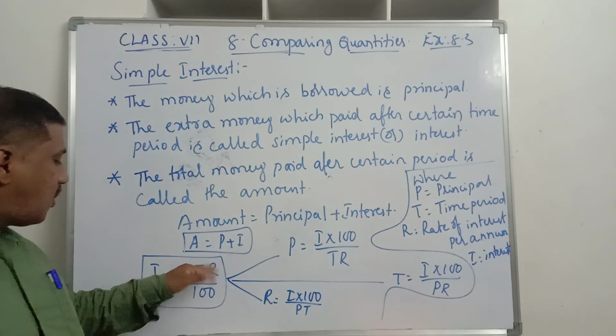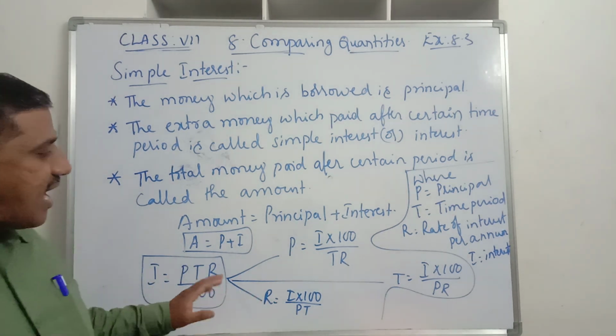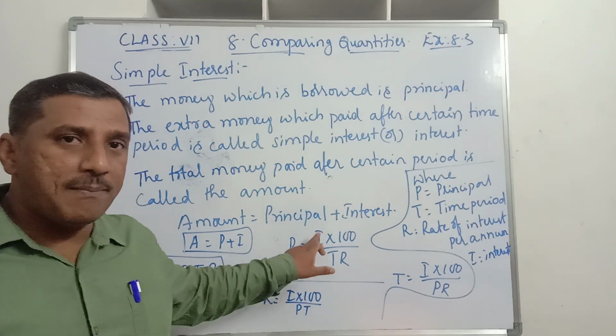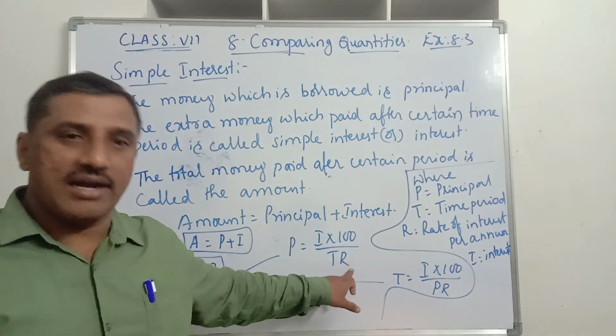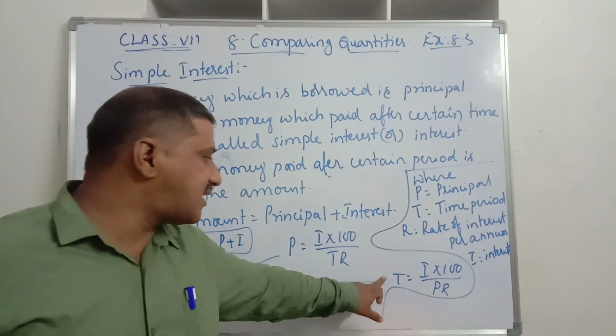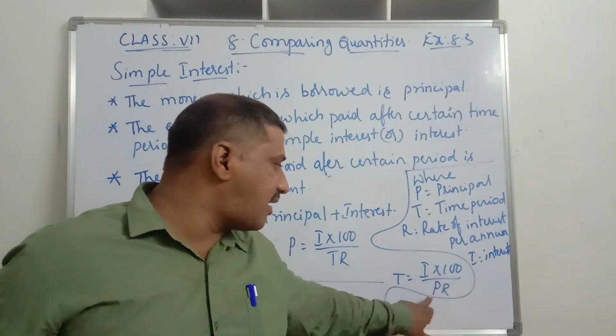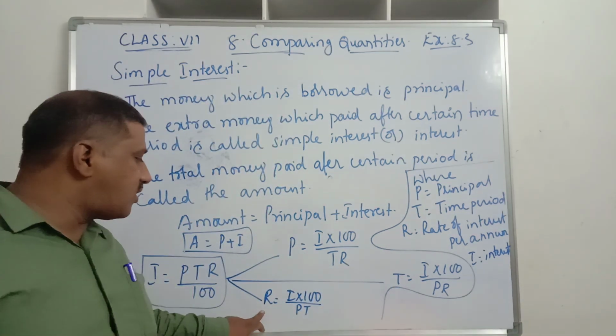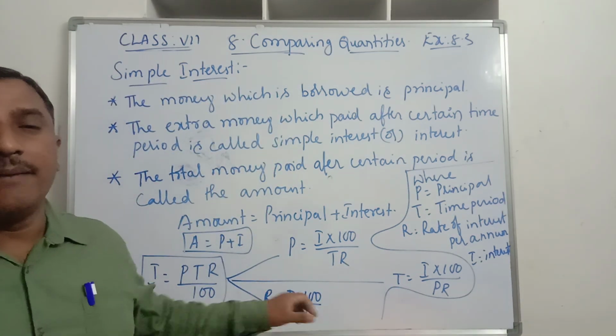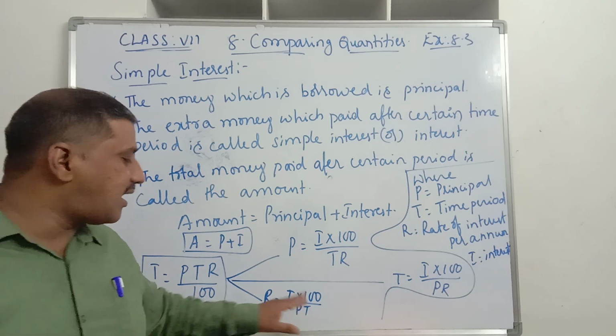I is equal to PTR by 100. P, principal, is equal to I into 100 divided by time and rate of interest. Time period is equal to I into 100 divided by principal into rate of interest. Then R is equal to I into 100 divided by P into T, that is principal and time.